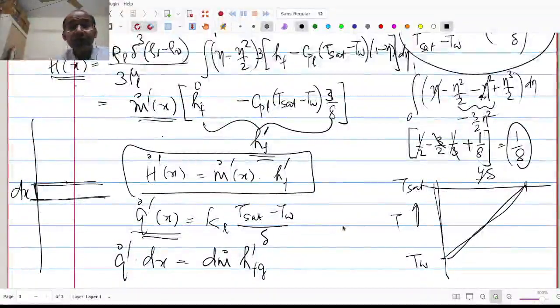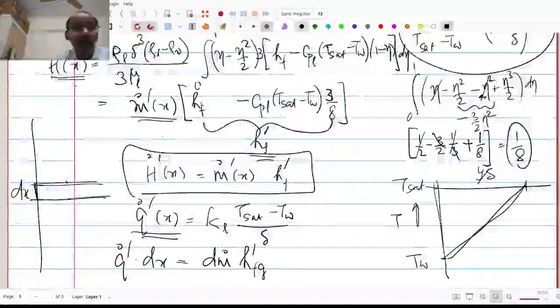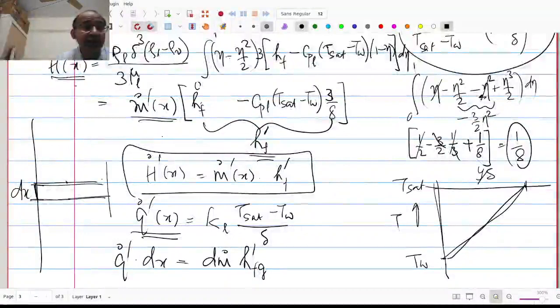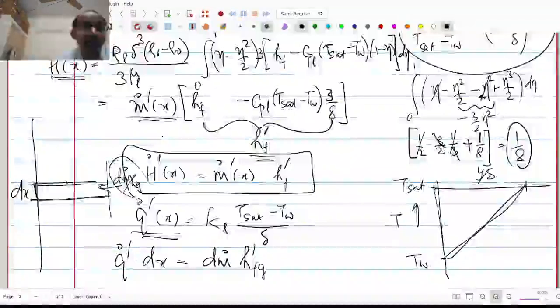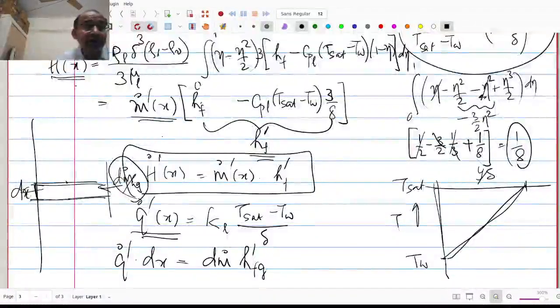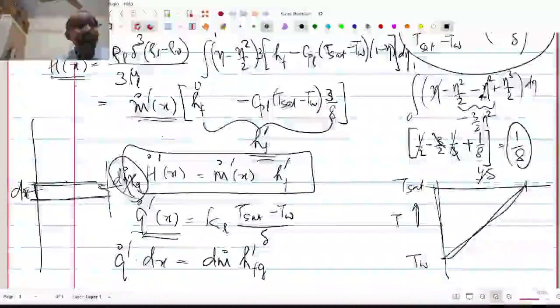Okay, so the difference between these two would actually come from, there is an Hg that is coming from here. So if I look at this, there is a dm dot into Hg that is coming in from here, and there is a certain amount of energy going here. So I have to write this expression. Just a second.